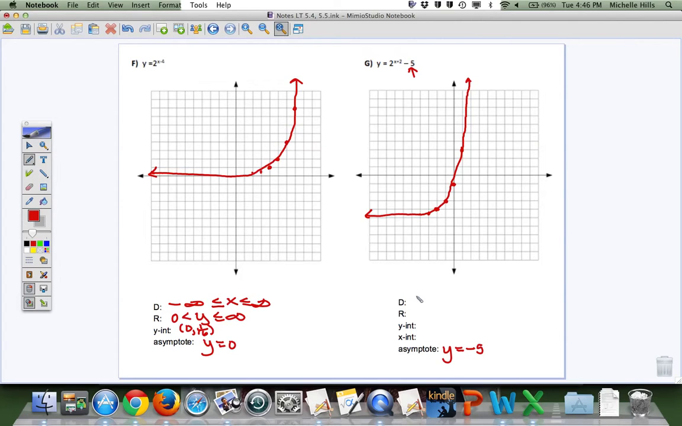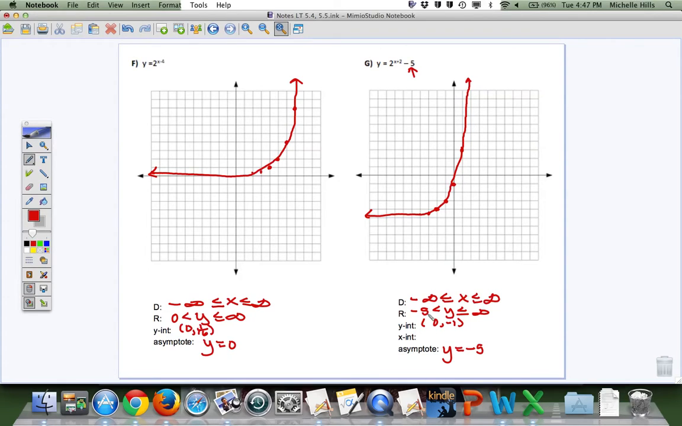My domain is still from negative infinity, less than or equal to x, less than or equal to positive infinity. My range, it never actually reaches a y of -5. So -5 is less than y, which is less than or equal to positive infinity. Y-intercept, I can tell, is at the point 0, -1. X-intercept, yeah, I can't tell where that is.